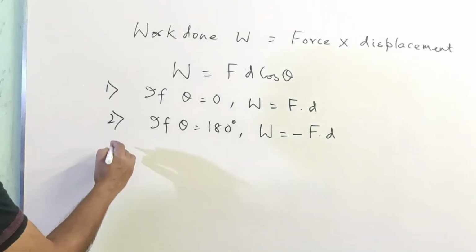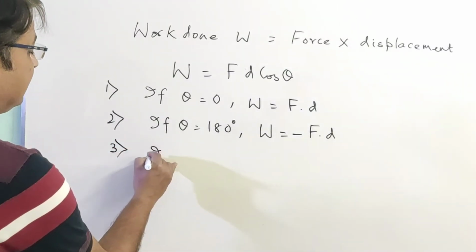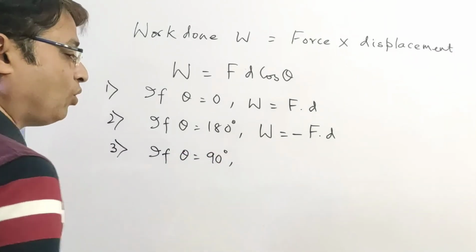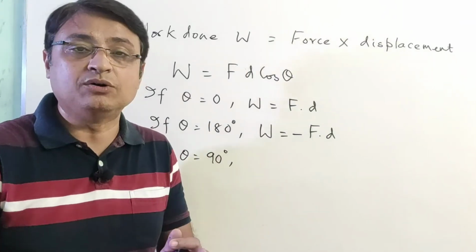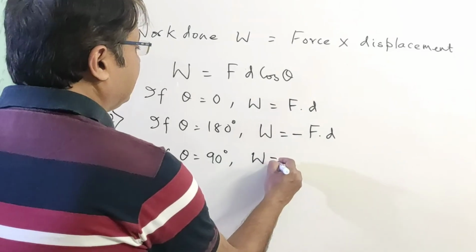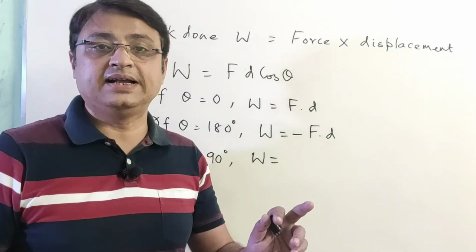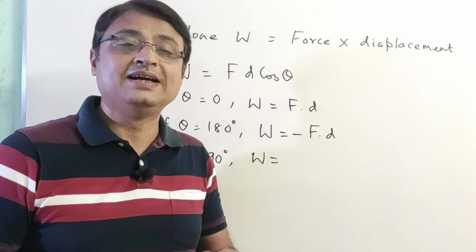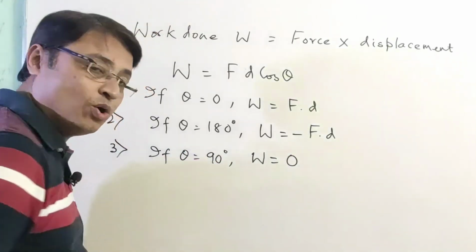Now let's move on to case number 3, that is when theta equals 90 degrees. That is, the applied force and the displacement of the body are perpendicular to each other. What will happen? W should be equal to F into d into cos 90 degrees, and as you rightly said, the value of cos 90 degrees is 0. So the work done should be 0.